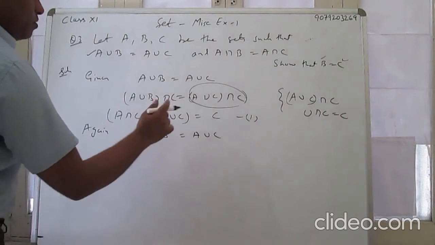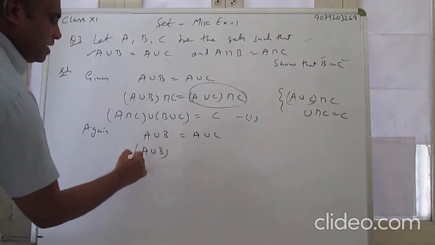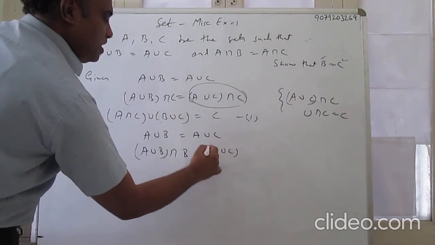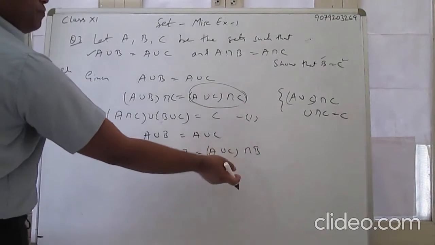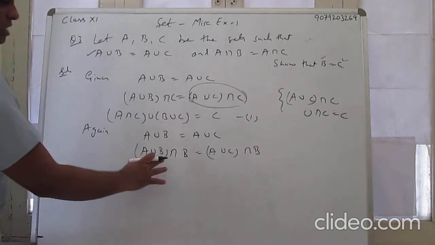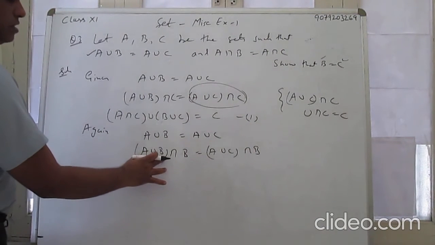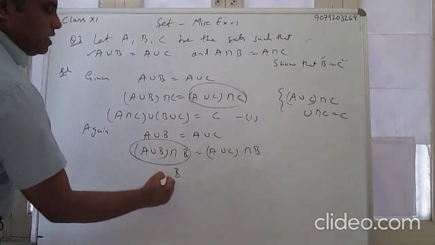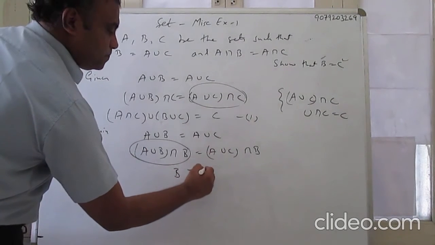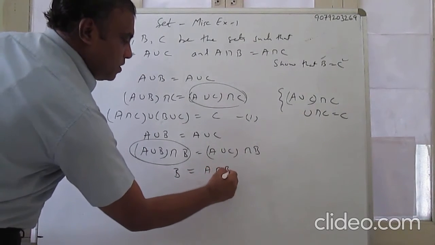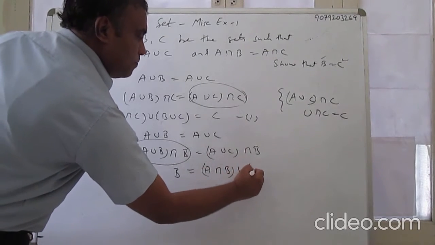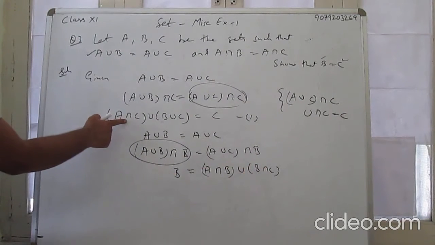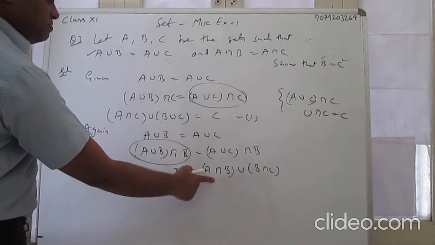So intersection B on both sides: (A union B) intersection B is equal to (A union C) intersection B. Distributive property, intersection over union. This is what? A union B is the universal set, intersection B. This becomes B, and this is (A intersection B) union (B intersection C).